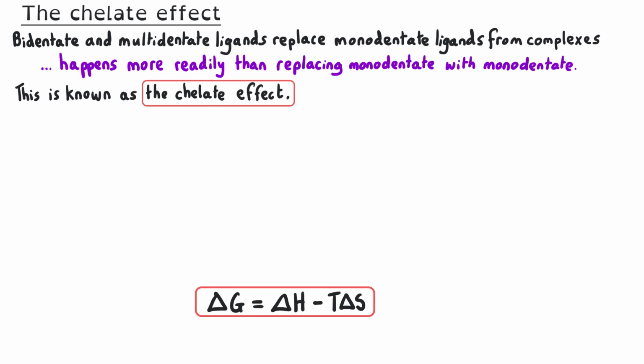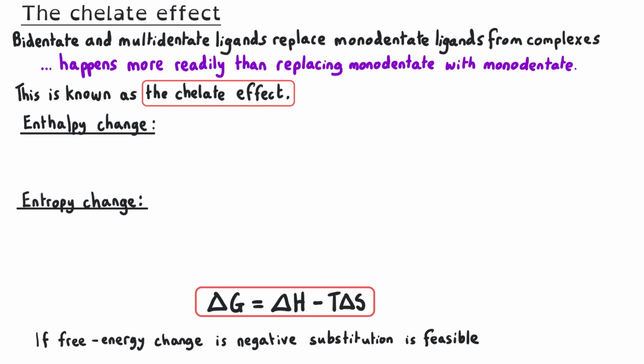The explanation for this effect comes from thermodynamics and free energy. If we remember the free energy equation, we can see that we've got delta G equals delta H minus T delta S. And delta G is therefore affected by 2 things, the enthalpy change and the entropy change. And in order for a reaction to be feasible, delta G needs to be less than or equal to 0.